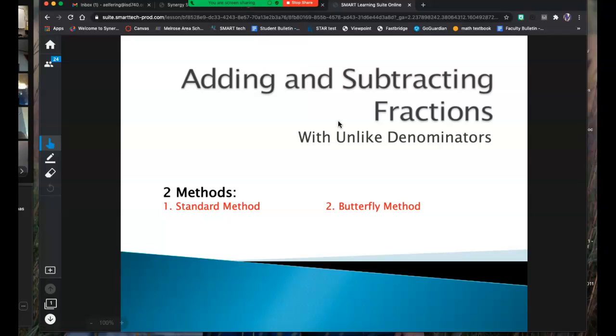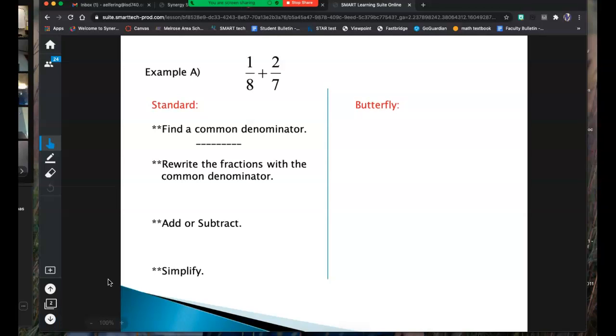Has anybody in here ever used the butterfly method or heard of that? Raise your hand if you've heard the butterfly method. Okay, so obviously some of your teachers taught you that last year. Mr. Miner must have. So I'm going to review that with you. Okay? All right, so let's just get right into this.